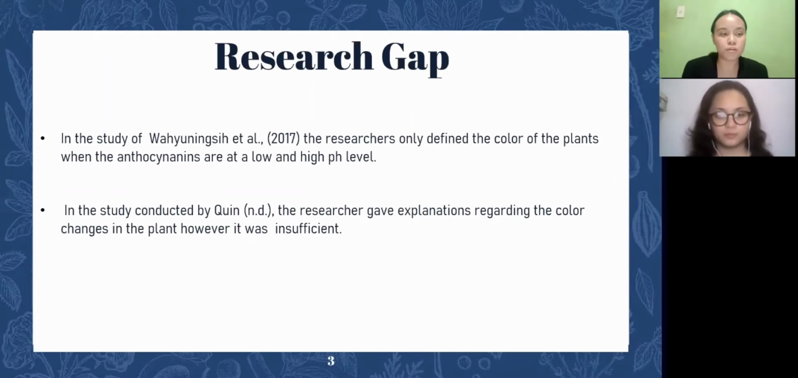However, the researchers only focus on the colors of the anthocyanins when its pH level is at an extreme and low level. The researchers failed to give an in-depth explanation of what color will be displayed if the pH level of the anthocyanins is at a neutral level.